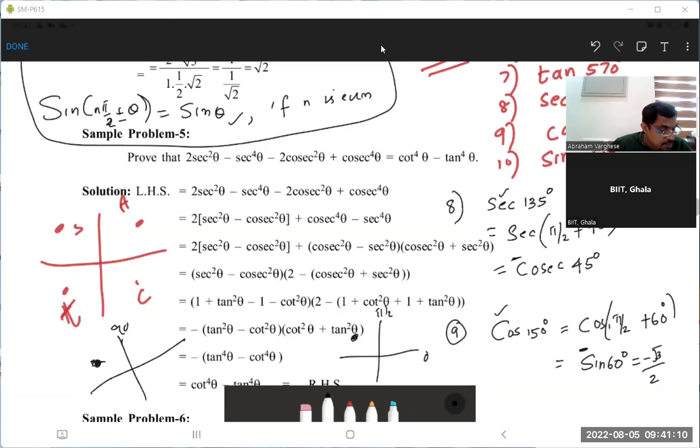So cosec 45 degree. Sine 45 will be 1 by root 2, right? So cosec 45 will be root 2, with the minus sign, minus square root of 2. So that is the answer for the question. Okay, is it clear?